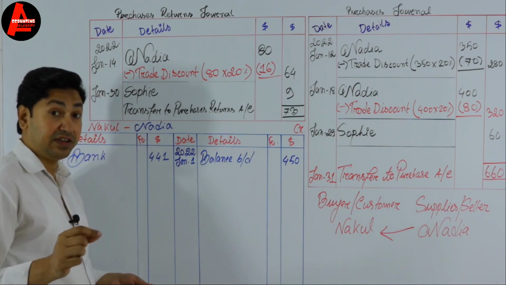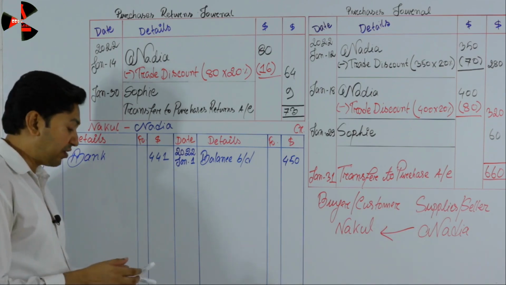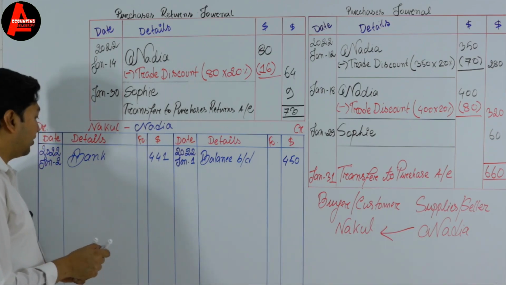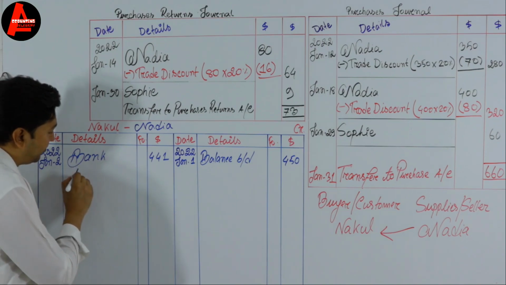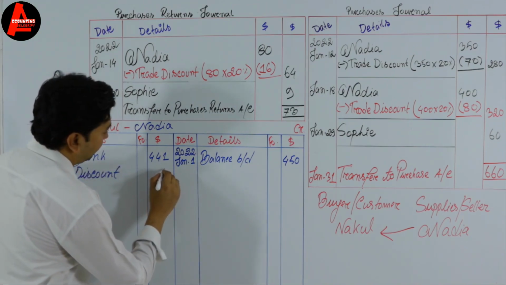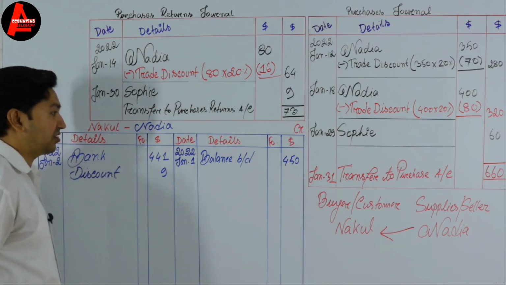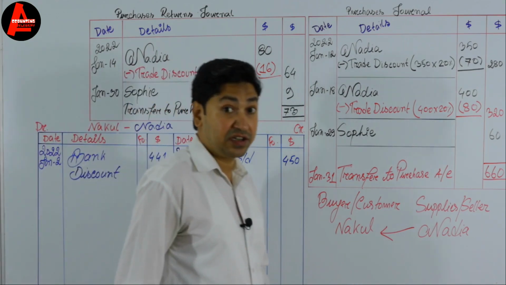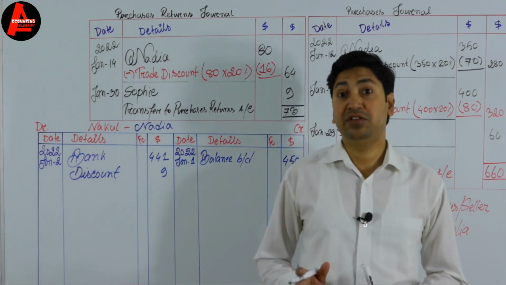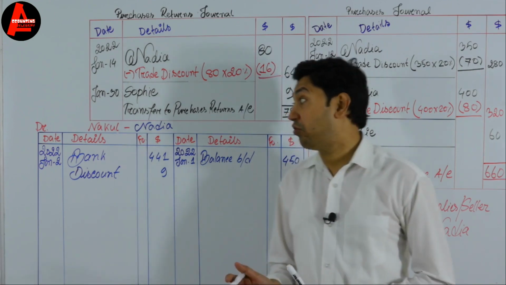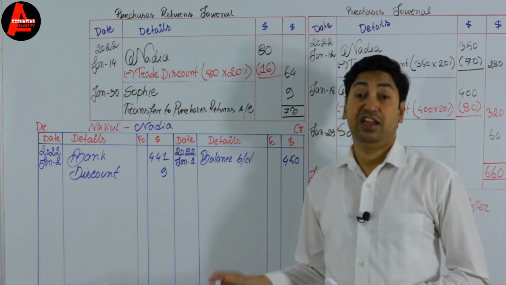So Nadia's account is debited here, so we will write on the debit side. Let us write here discount, $9. So the first transaction is done. Now all of Nadia's transactions will be recorded here in this ledger.